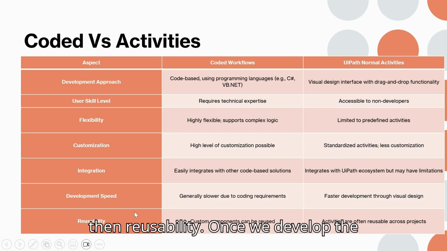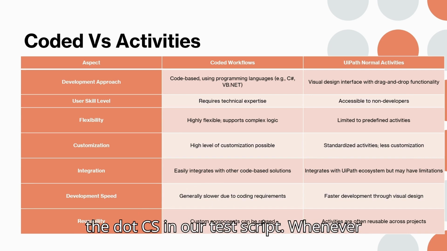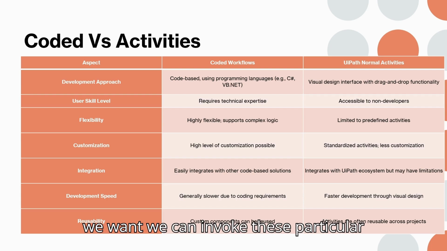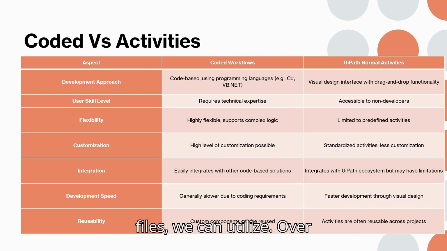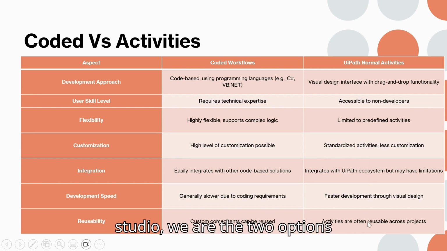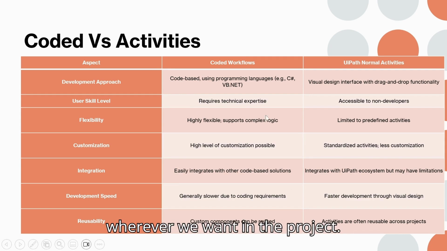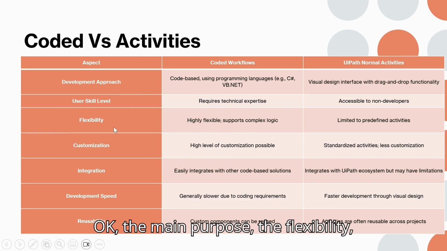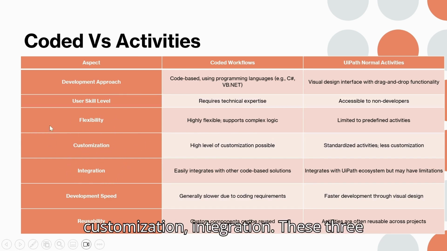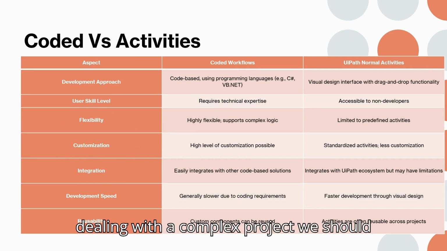Okay. Then reusability. Once we develop the code, the file ends with .cs. In our test script, whenever we want, we can invoke these particular files and utilize them over the workflow. The same thing in Studio: we have two options, activities and libraries. In both forms of these components, we can utilize them wherever we want in the project. Okay. The main purposes are flexibility, customization, and integration. These three important aspects are what we need when dealing with a complex project.